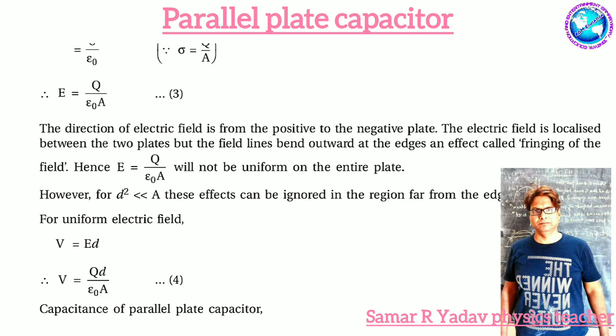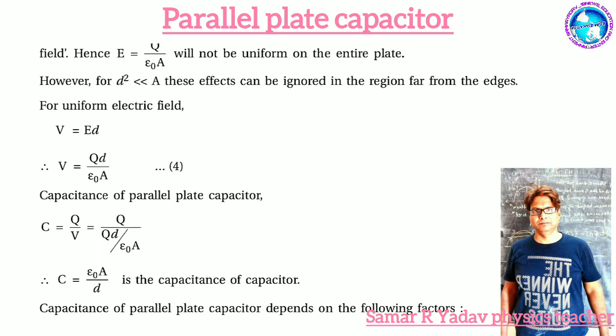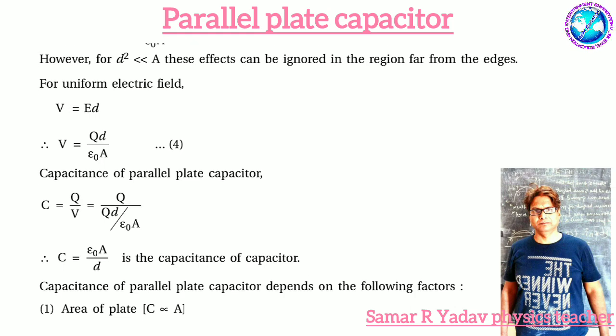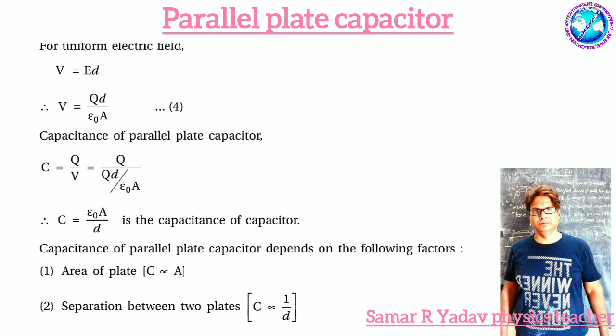For a uniform electric field, V is equal to E into d, therefore V is equal to Q d upon epsilon 0 A. Now the capacitance of the parallel plate capacitor C is equal to Q upon V, which is equal to Q upon Q d upon epsilon 0 A, therefore C is equal to epsilon 0 A upon d, which is the capacitance of the capacitor.